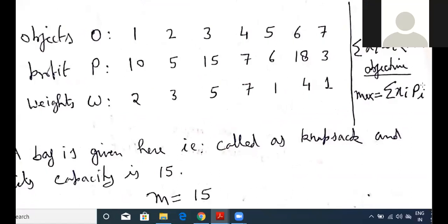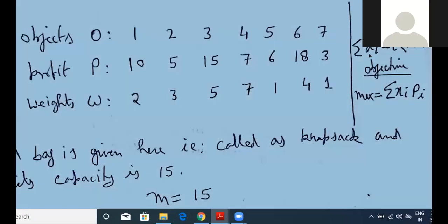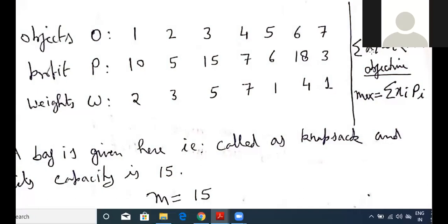So what are the restrictions? The restriction is that you can't carry items into the knapsack that have weight more than the capacity of the knapsack. Here the knapsack capacity is only 15, so you can't carry any weight that is more than 15. So the restriction is the value that we calculated earlier, summation of xi into wi is less than or equal to m. Here m is the knapsack capacity, that is 15 in our given problem. So this is the constraint and this is the objective function of the given problem.